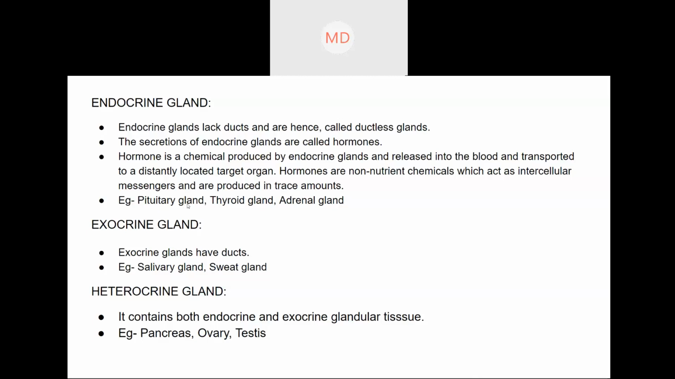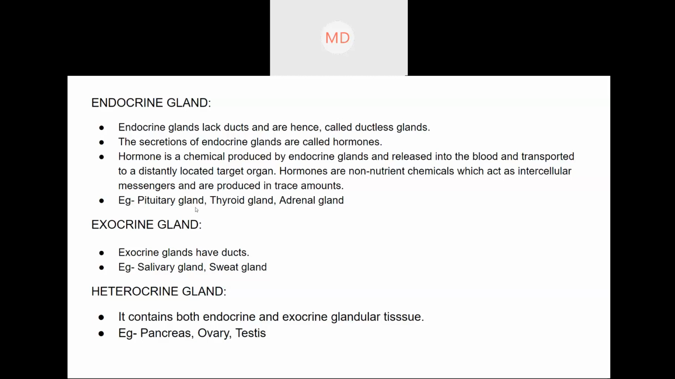Examples of endocrine glands are the pituitary gland, then the thyroid gland, then the adrenal gland, and there are many more. We will discuss them more later. For now, just remember these are the examples. There are certain hormones released by the pituitary gland.